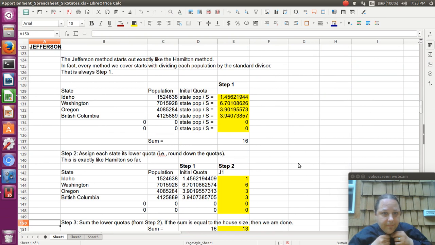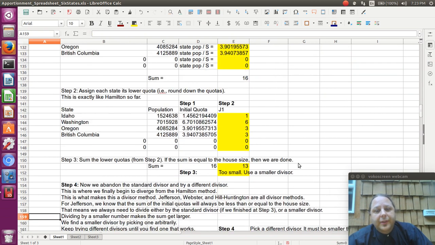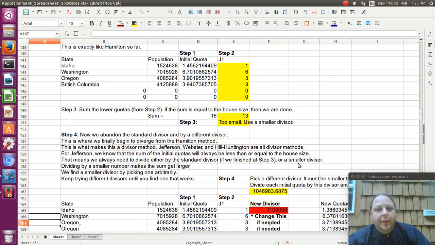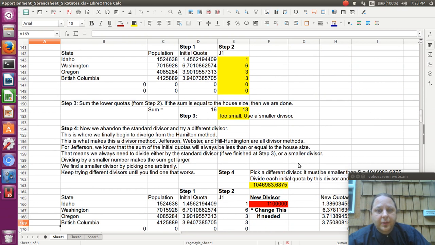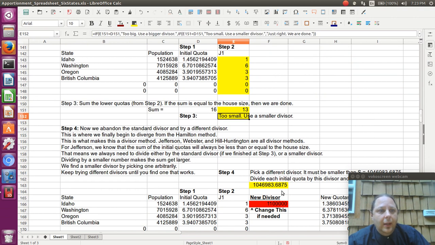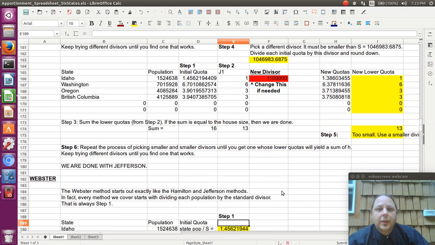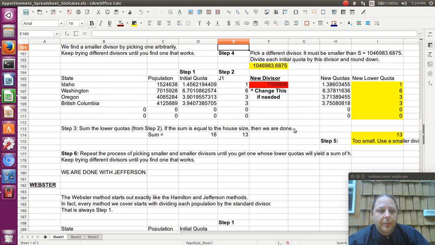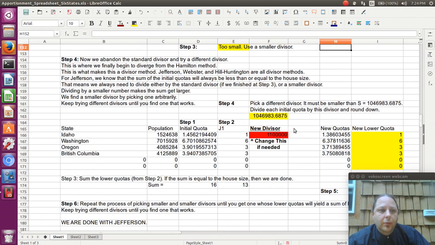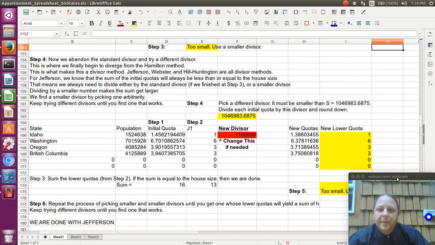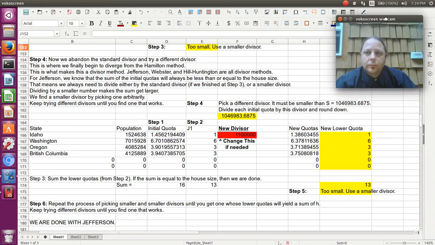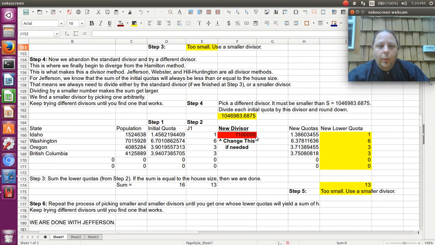The other three methods, Jefferson, Webster, and Hill-Huntington, are all examples of divisor methods, and we do those by changing the divisor instead of just using the standard divisor. Okay, let's look at Jefferson. All of the computations are done for us, and it gives us the apportionment based on lower quotas. And it turns out that we have only apportioned 13 in this way. And this note here in cell E152 says too small, use a smaller divisor. So I'll scroll down to the next step where I can do that.